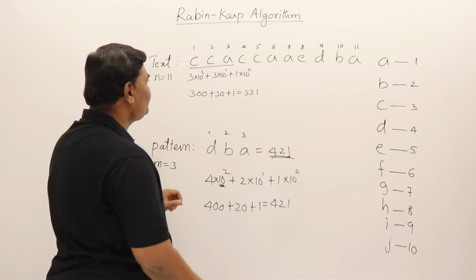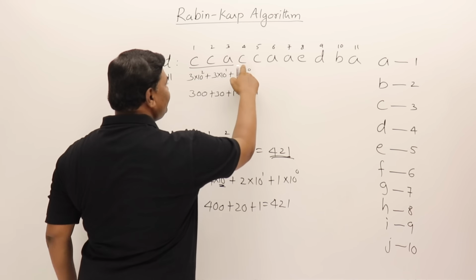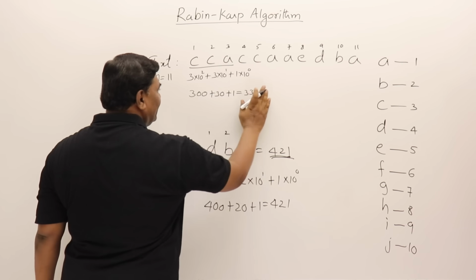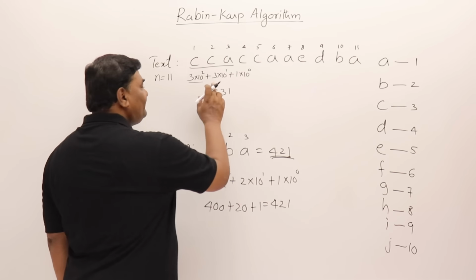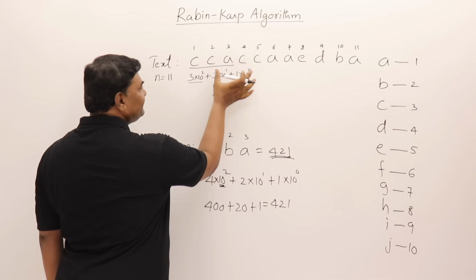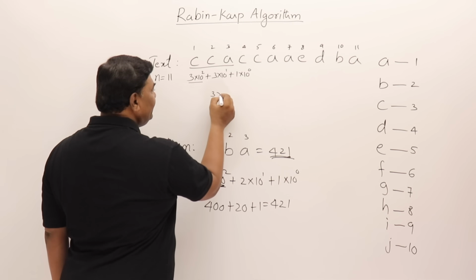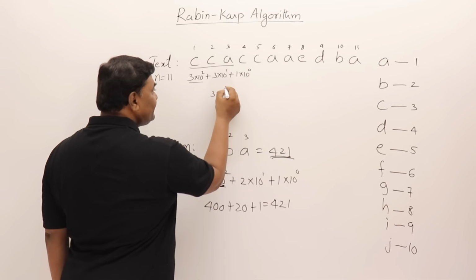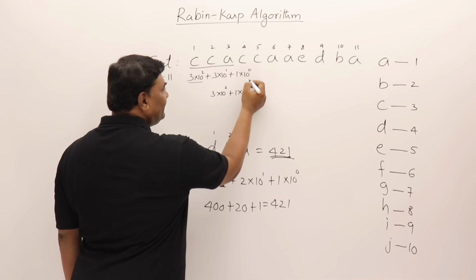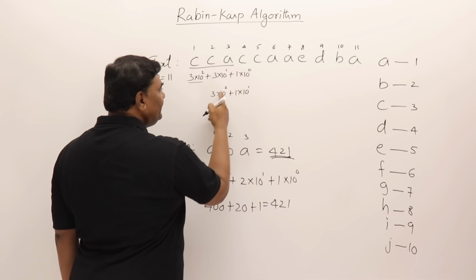Now I have told you about the rolling hash function. See, so many powers and everything we are taking, and I have to calculate the next one. So what to do? From 331, I'll just remove this. Now I have to find out the hash code for the next three alphabets, these three. These three means this should be 3 into 10 square, then this should be 1 into 10 power 1, not power 0.